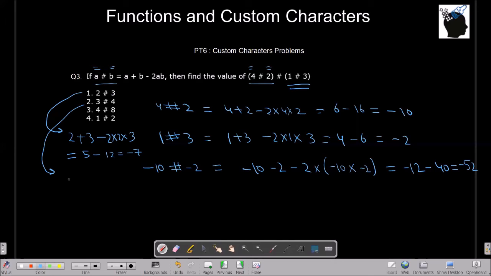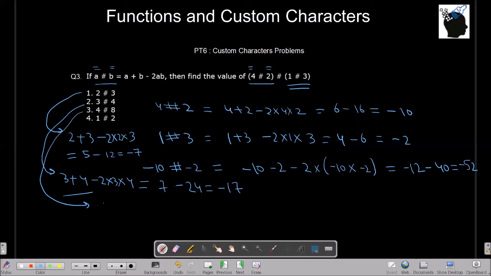Replace A with 3 and B with 4 to have 3 plus 4 minus 2 into 3 into 4, which is nothing but 7 minus 3 into 2 is 6. 6 into 4 is 24, which is minus 17, which is also not true. Let's try the third one.